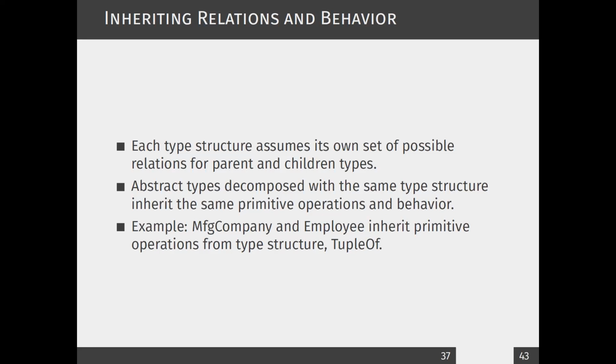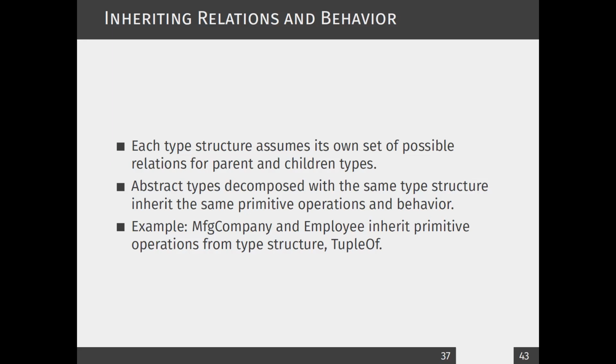Now that we have some idea about how to make use of FMAPs and TMAPs, let's look at how to discuss inheriting relations and behaviors. Each type structure that we have seen looks for its own possible relations for parent and child types. Abstract types you can decompose with the same type structure, and inherit the same primitive operation as a behavior. Remember, the leaf nodes have to have primitive operations.